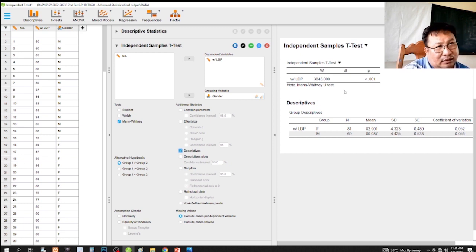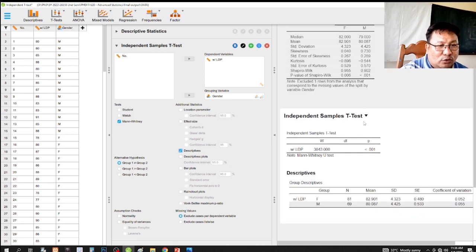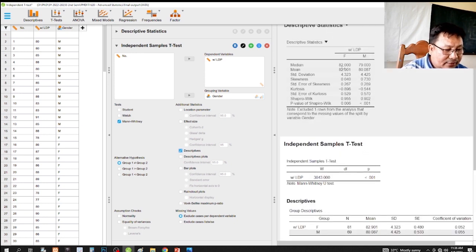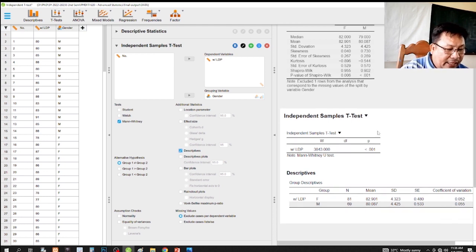In APA format, we can say that a Mann-Whitney test indicated that the grade is greater for female, where the median is equivalent to 82. If we go back here, here's the median. Then for male, the median is 79, and the U is 6, and the p-value is 0.001.